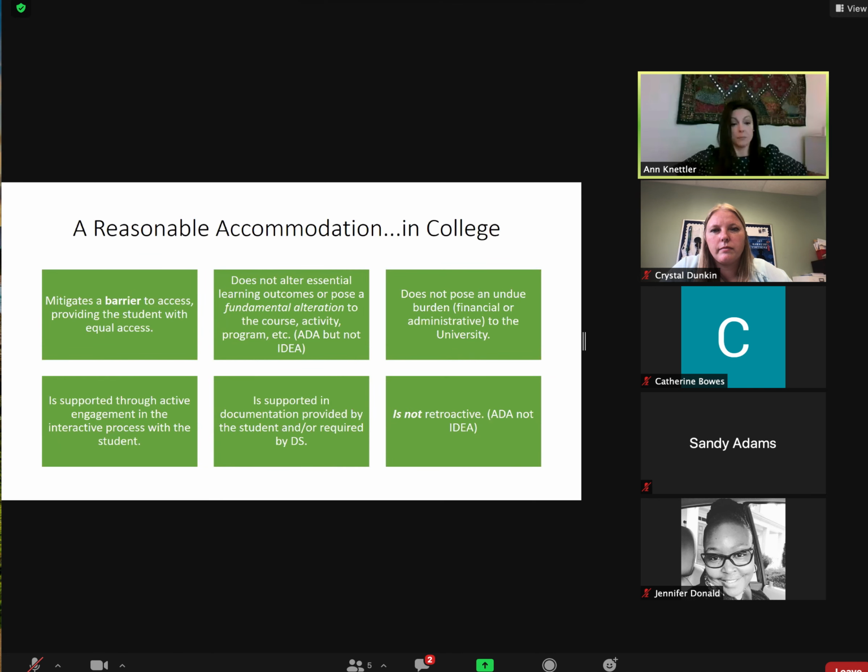An accommodation has to mitigate or lessen a barrier. It can't alter learning outcomes or pose a fundamental alteration to the course. That's in the ADA. In IDEA K-12, it can do that, but in college, it cannot. It can't pose an undue burden on the institution, which could be financial or administrative. Frankly, that very rarely happens because the budget of an entire institution, especially a public institution, is vast. So making that argument is almost never going to work.